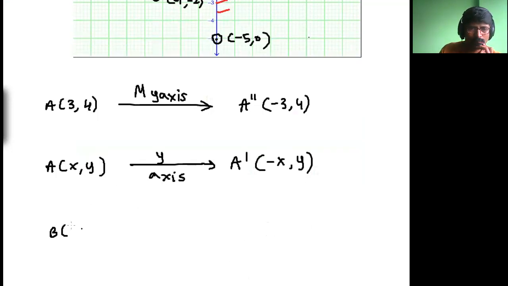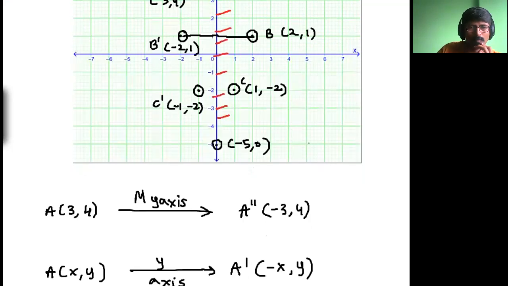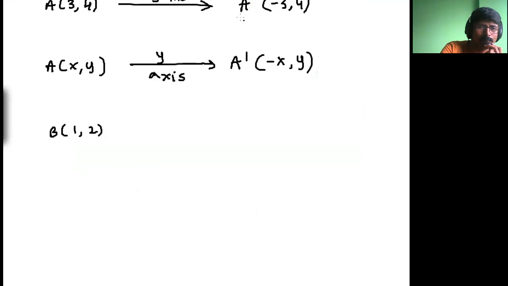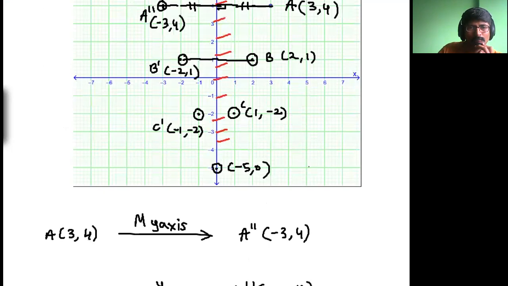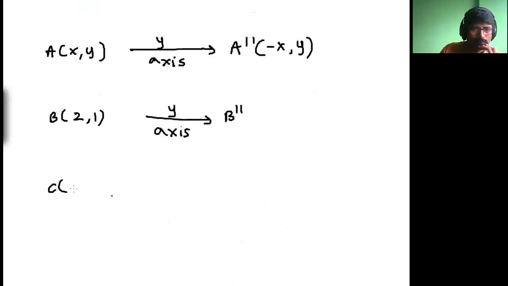B is say (1, 2). Oh, is it (1, 2) or (2, 1)? Sorry. B is (2, 1). When it reflects under the y-axis, what does it become? B prime, or you can say B double prime also. Okay, so no confusion. Let's say some other example, C is (1, -2).